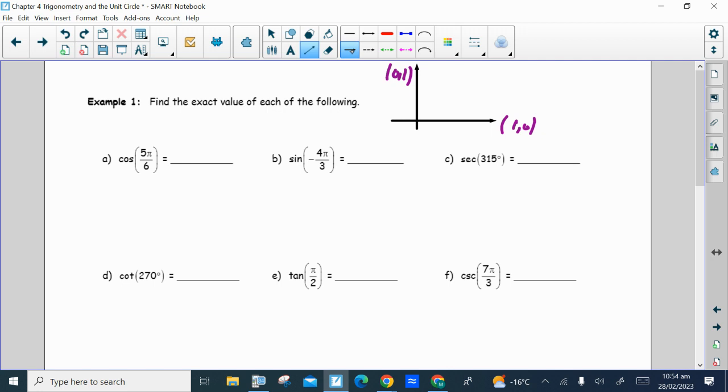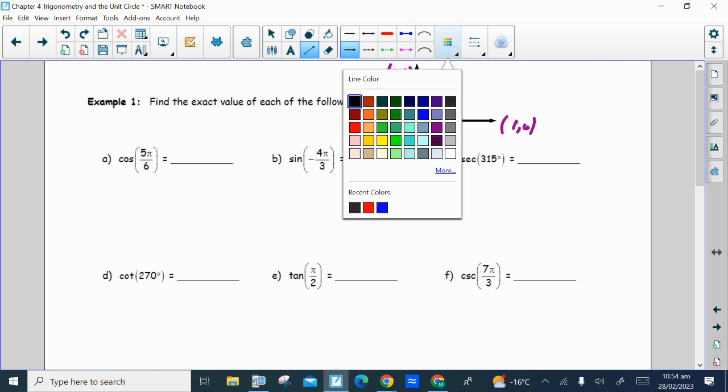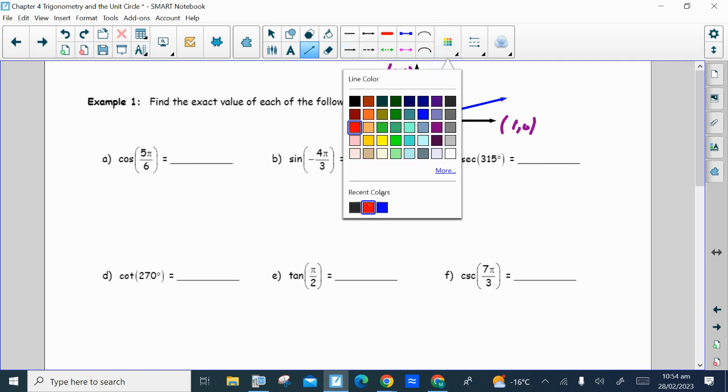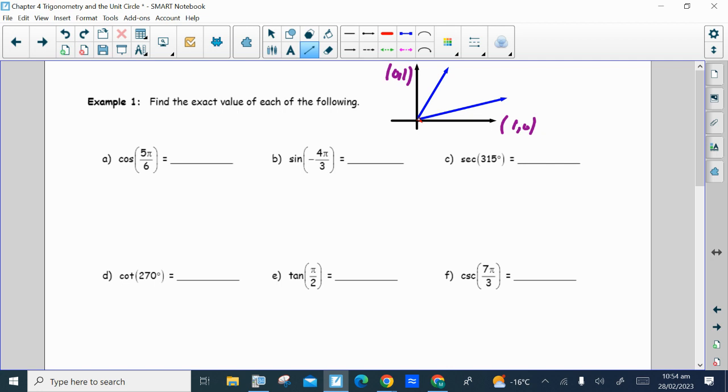And then we have, once again, our 3 stops on the unit circle. The first one is pi on 6 radians, or 30 degrees. Then we're going to have pi on 3 radians, or 60 degrees. And in between them, we're going to have pi on 4 radians, or 45 degrees.